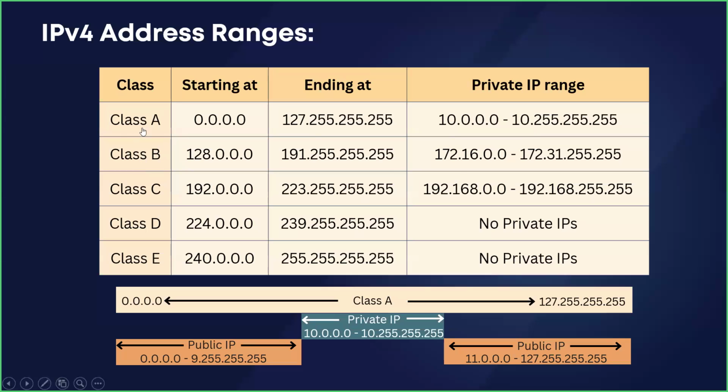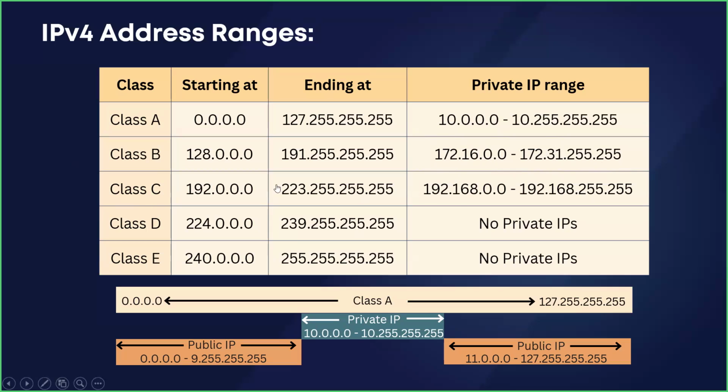For Class B, it's slightly different. The first number should be 172, and the second number should be between 16 and 31. If it is falling anywhere outside 172 or outside 16 to 31 in the second octet, it's public. The last two octets can be anything, 0 to 255. But the first octet should be 172, and the second octet should be between 16 and 31. Only then would it be a private IP in Class B.